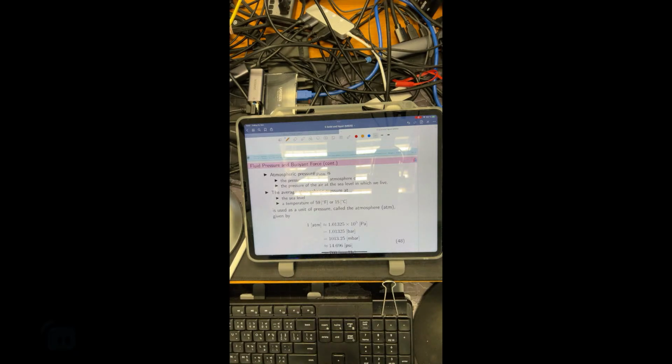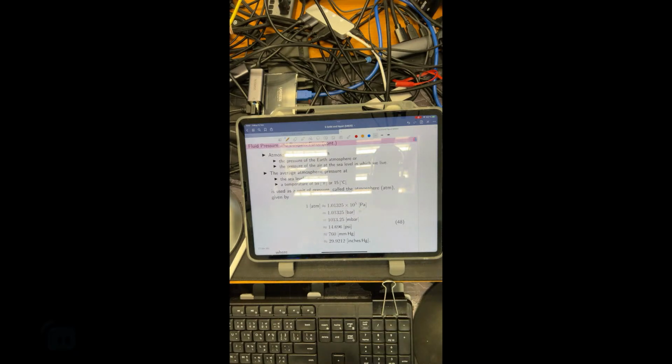When it is at the subscript position, the pressure is going to be atmospheric pressure. The average atmospheric pressure at the sea level, measured at the temperature of 15 degrees Celsius, is used as the unit of pressure, and we call it ATM, atmosphere, and it's given by this relation.